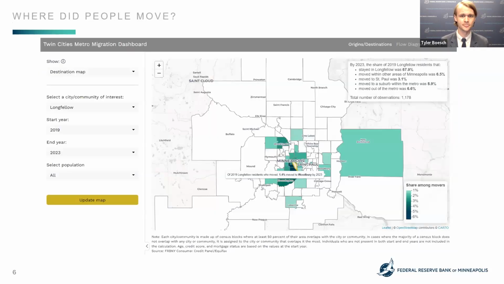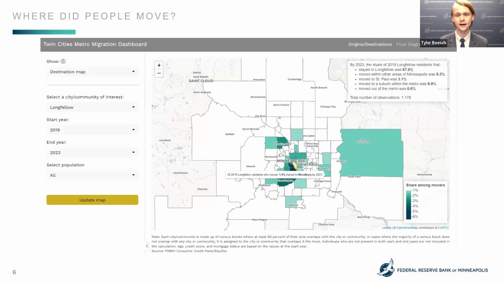Next slide, please. And so with that context of the data, I want to dive into the dashboard itself and highlight some of the key use cases that we're hoping users and policymakers take advantage of. The first being the destination map. For the map, users will be able to select a city in the metropolitan area, or if you're in St. Paul or Minneapolis, you can select a specific community and then specify a start year and an end year. And when you update the map, a little card in the upper right-hand corner of the screen, as you see, will generate various migration outcomes for residents of that geography between the time frames.